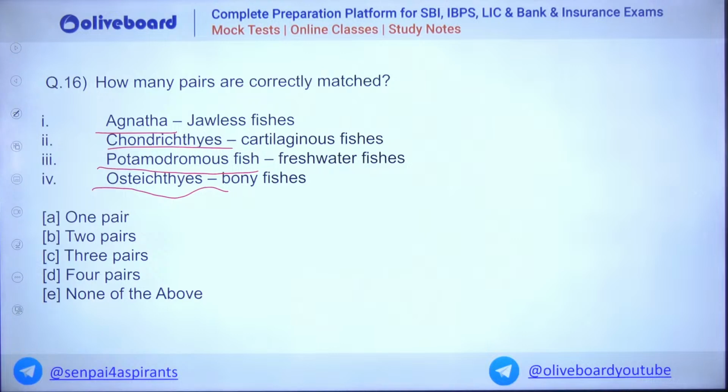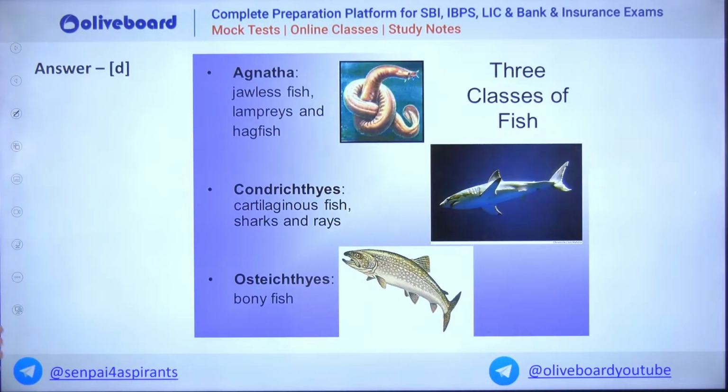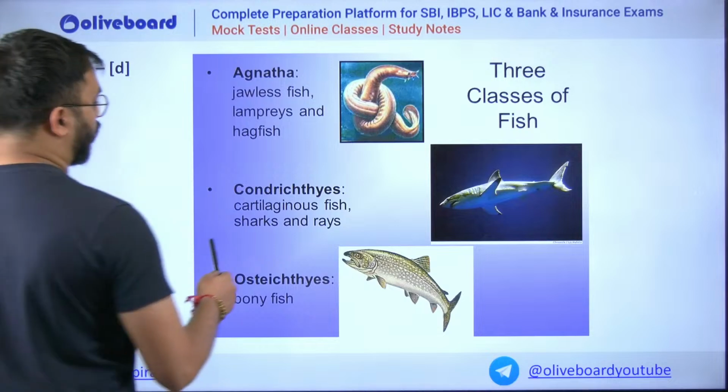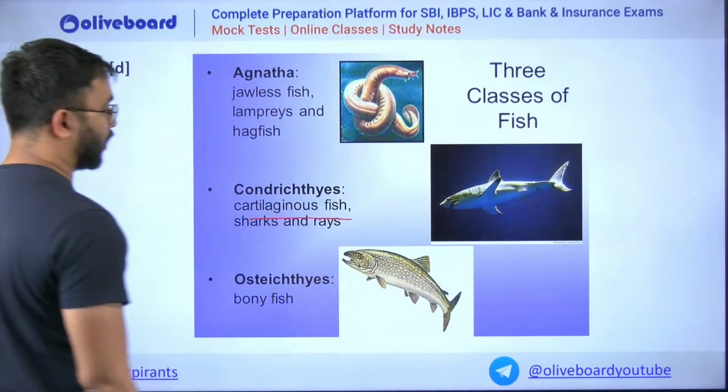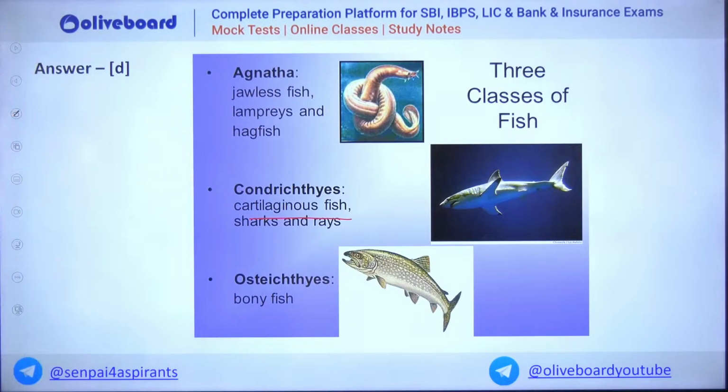So here your D is correct, that is 4 pairs are correct. So total all the pairs are correct. Agnatha, jawless fish, Chondrichthyes are your cartilaginous and Osteichthyes are your bony fish.